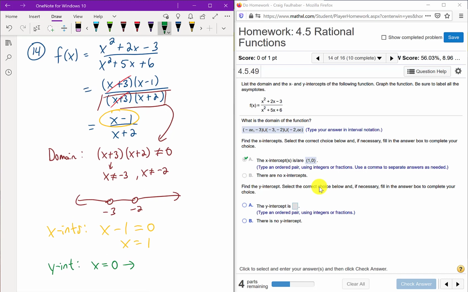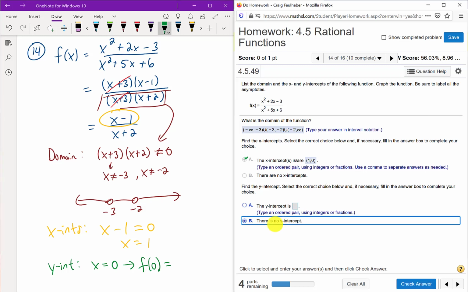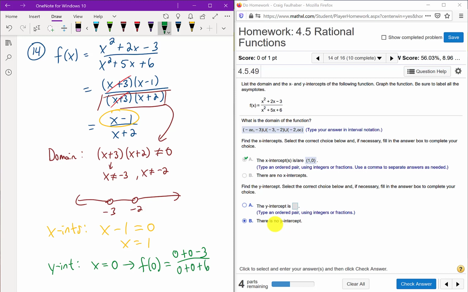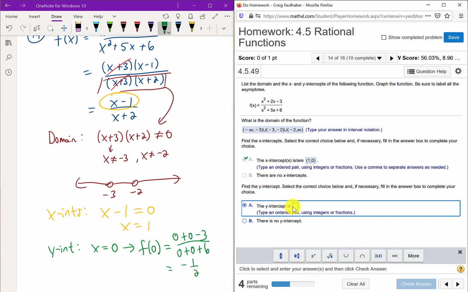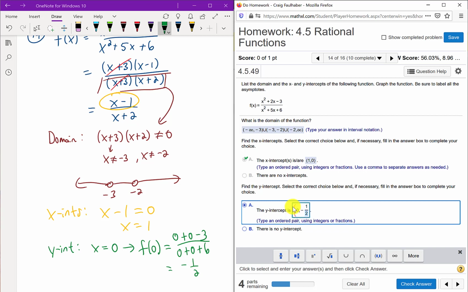You can plug x equals 0 in this example into several places, but if we go back to the very first function and we find f of 0, you'll notice that the numerator turns into 0 plus 0 minus 3, and the denominator turns into 0 plus 0 plus 6. That simplifies to negative 3 over 6, which is negative 1/2. So our y-intercept is going to be x equals 0, y equals negative 1/2.